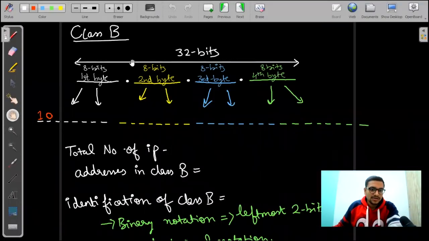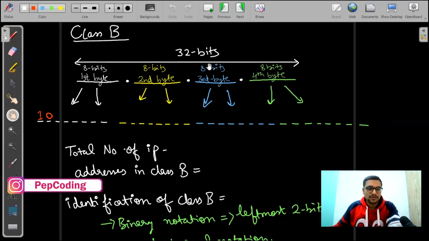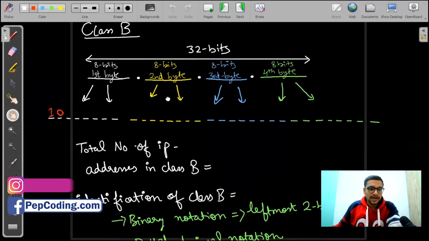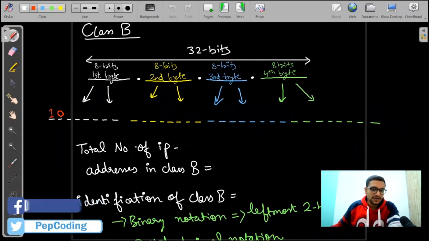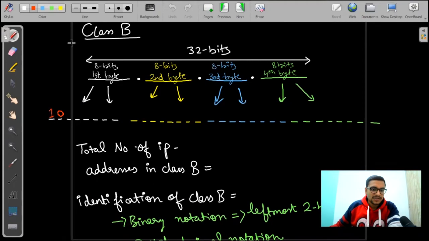In class B, whatever the 32 bits address size that we have for IPv4 protocol, we are going to split that particular address space into the first byte, second byte, and the 4 bytes. So what class B says is that the first 2 bits, the leftmost 2 bits, will be restricted to 1 and 0, and the rest of the bits can vary.